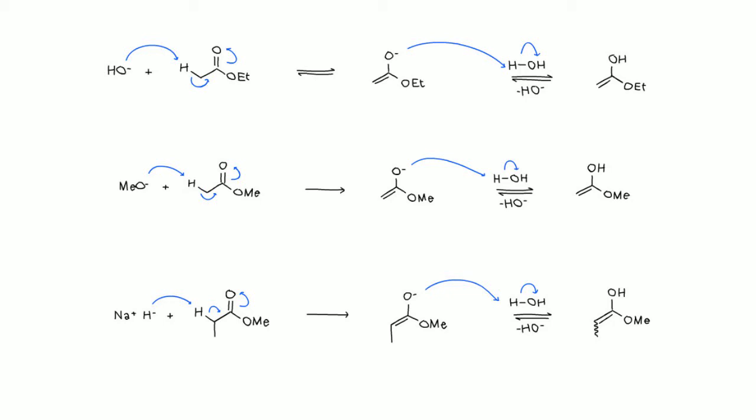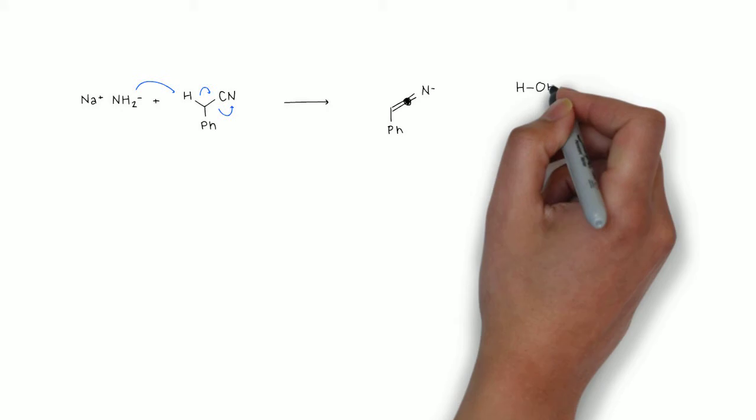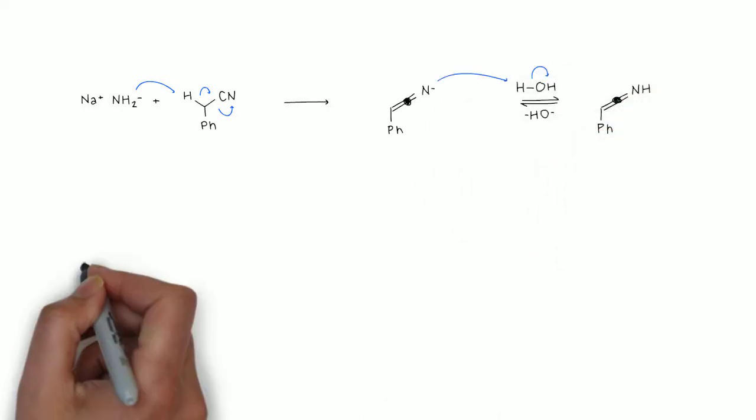Sodium hydride and methyl propionate gives us a mixture of E and Z enolates, and when we protonate on the oxygen, we get E and Z enol forms. Sodamide with a nitrile will give us that ketene imine anion.